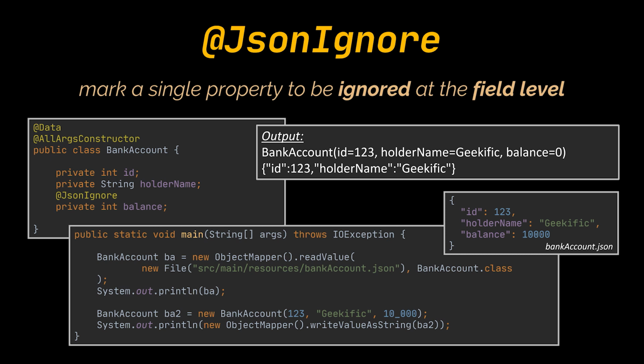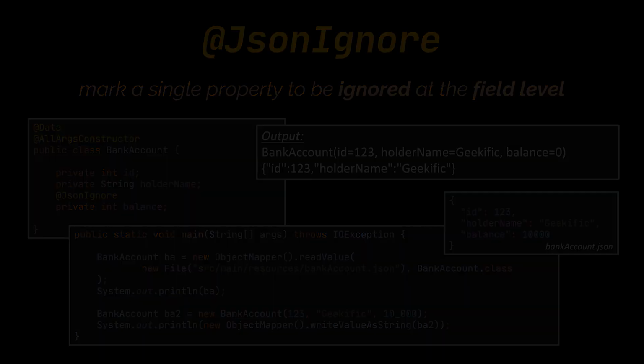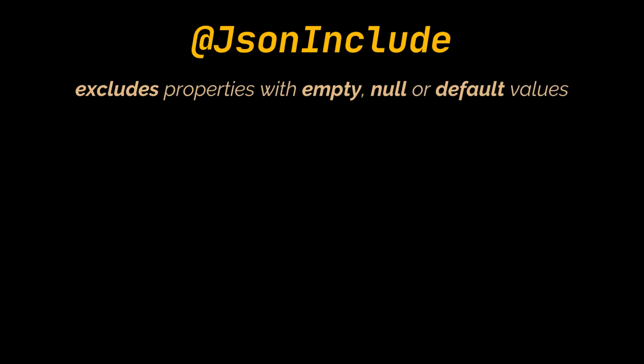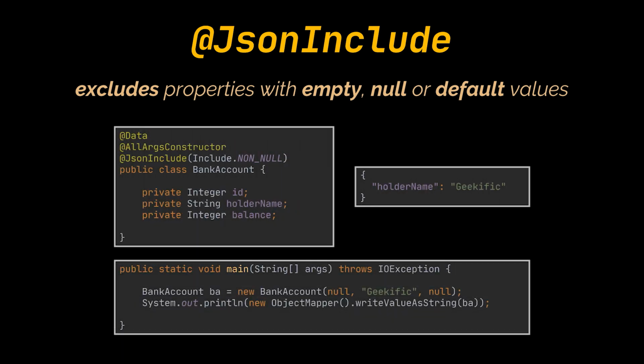The third and last annotation we are going to discuss around including and excluding fields is the @JsonInclude annotation, which is used to exclude properties with empty, null, or default values. In this example, because both the ID and balance attributes are set to null, when trying to write the value of the account as a string, the returned string will only contain the holder's name attribute.